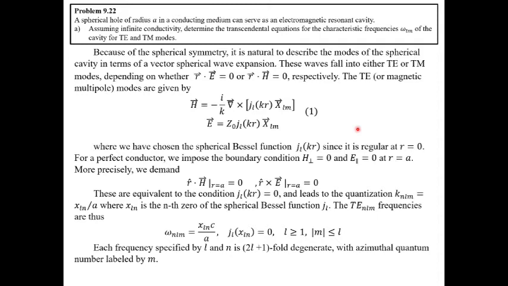Each frequency specified by l and n is 2l plus 1 fold degenerate, with azimuthal quantum number labeled by m.